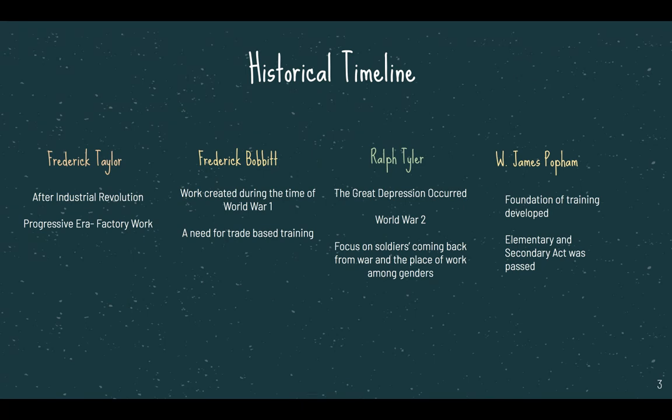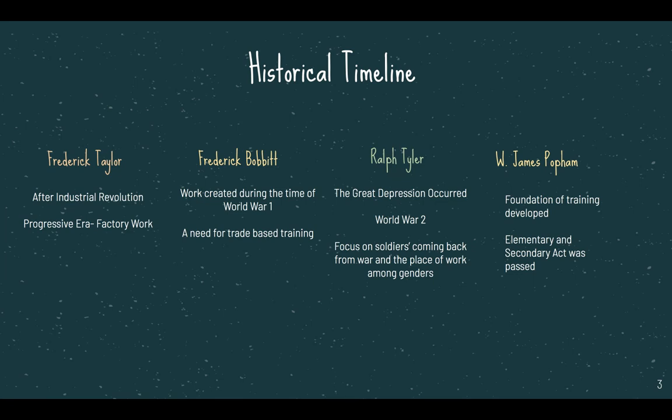So Frederick Taylor was from the field of scientific management in the late 1800s, early 1900s, working after the Industrial Revolution and the Progressive Era, which then Franklin Bobbitt was kind of during the time of World War One, where there was a focus on a need for trade-based training. Ralph Tyler's work came after the Great Depression and World War II, when soldiers were coming back to work and they were trying to define societal roles.